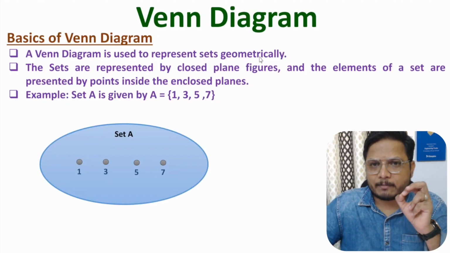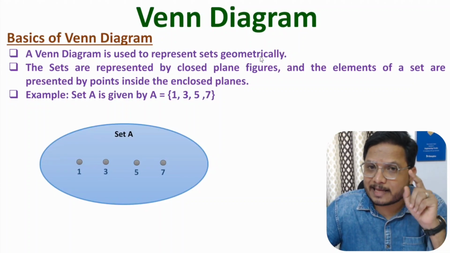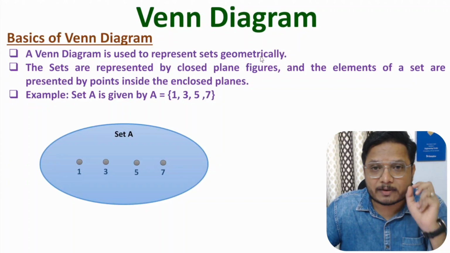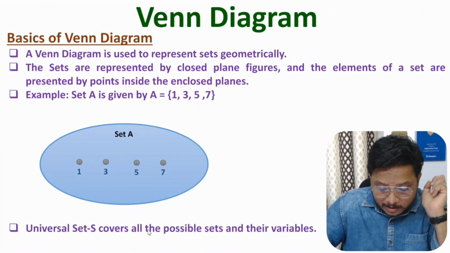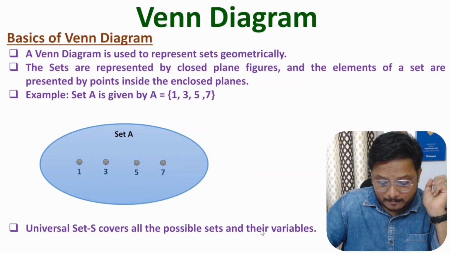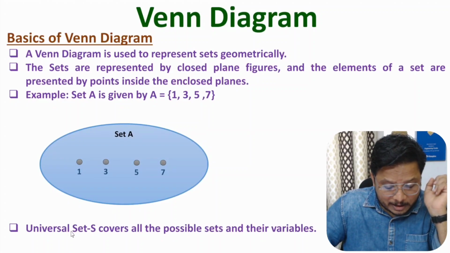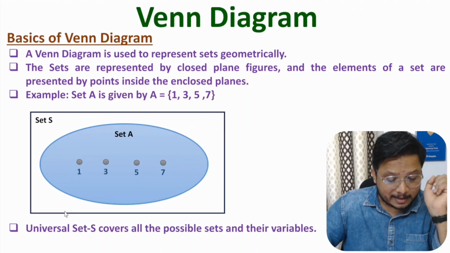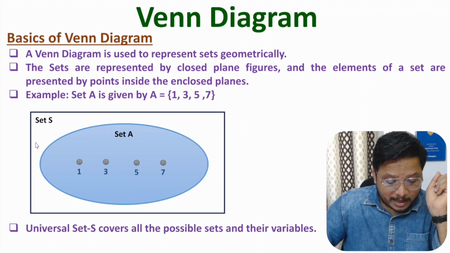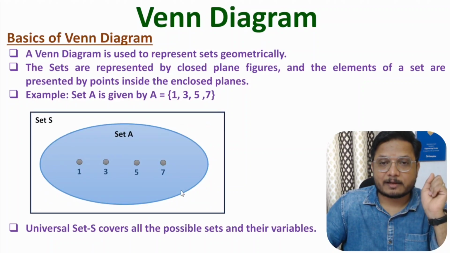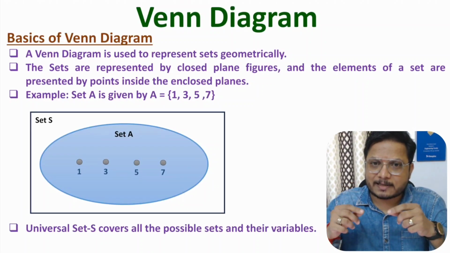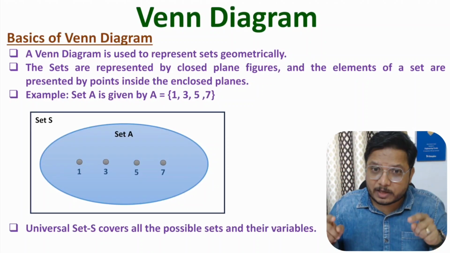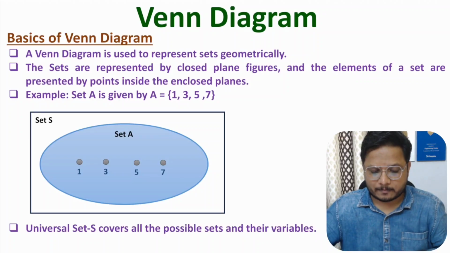Now with Venn diagram, a very essential set that you need to understand is universal set. See, universal set covers all the possible sets and their variables. And usually I denote universal set by S. So universal set will be covering all the possible sets, right? So if you have multiple sets, then all the multiple sets are enclosed by universal set, right?